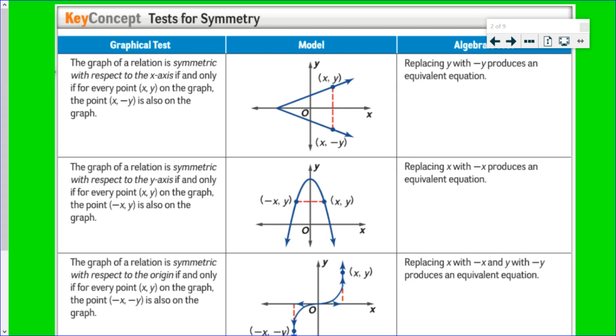Hi, this is section 1.2, day 2. We are talking about symmetry in this video. So looking here, we've got 3 different types of symmetry.